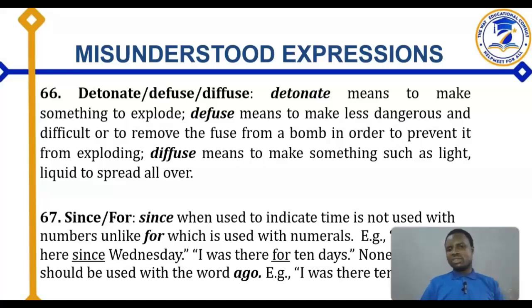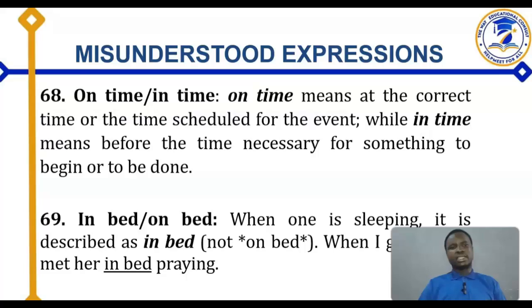None of the two should be used with ago. Are we together? If you have to use ago, then you use a number plus ago. "I was there 10 days ago." You don't use for, you don't use since when you have to use ago. I believe you are following us in this class session.